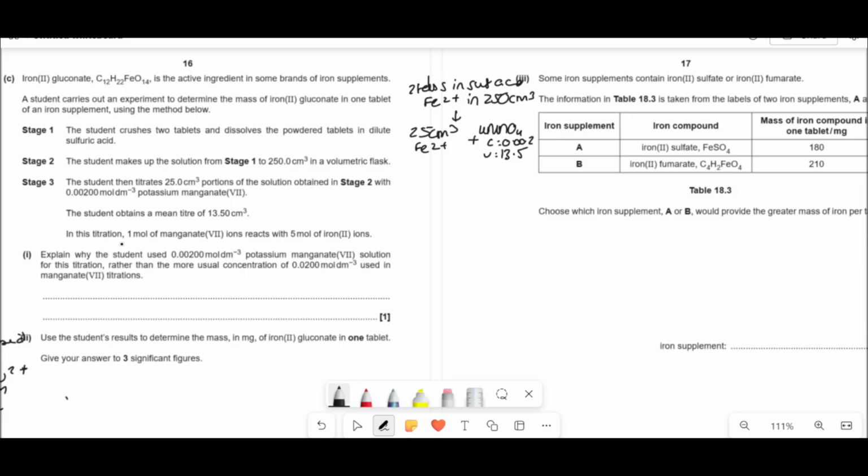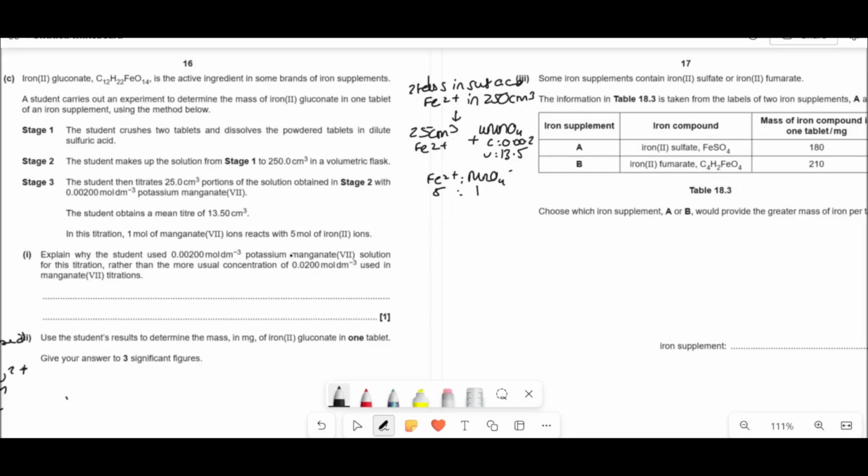In this titration, they've told you that 1 mole of manganate reacts with 5 of these. So they've told you the ratio as well. They've told you that the Fe2+ to MnO4- ratio is going to be 5 to 1. This is literally all you're going to need to work backwards. I'm telling you now. Explain why the student used this concentration rather than the more usual concentration in manganate titrations.